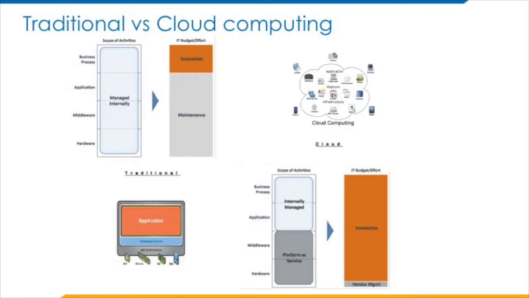So if I have to compare a traditional system and a cloud computing system, you can see that in a traditional system, companies have to spend a lot of effort and budget on the actual maintenance of the infrastructure because they have the burden of maintaining all the hardware, the networks, the servers, and all other things. And they spend very little time on the actual innovation of the product. Whereas in a cloud computing system, the companies can spend all their budget and effort on the actual innovation or the development of the product because the cloud computing vendors will be taking care of the maintenance of the infrastructure.